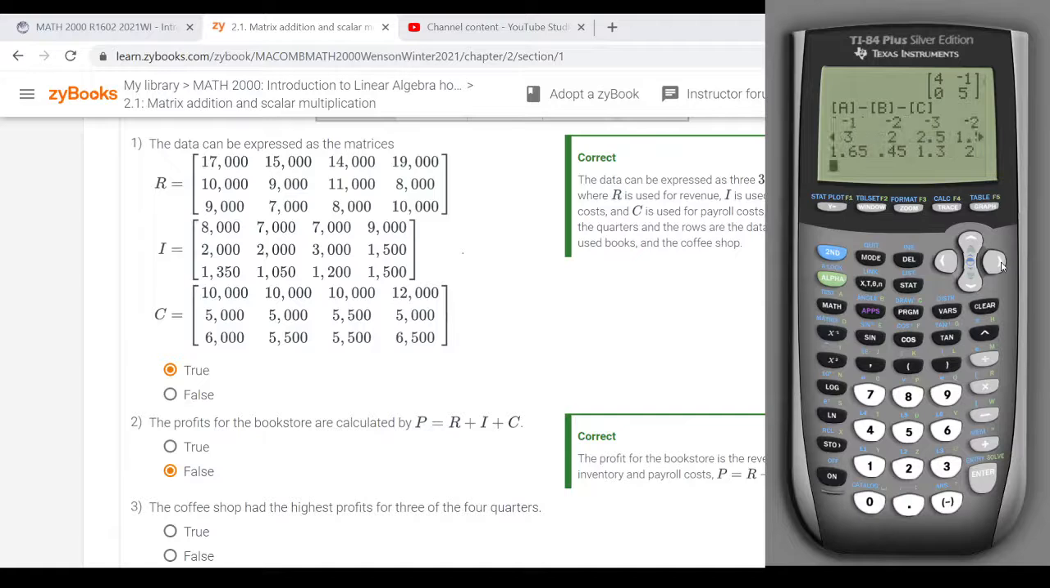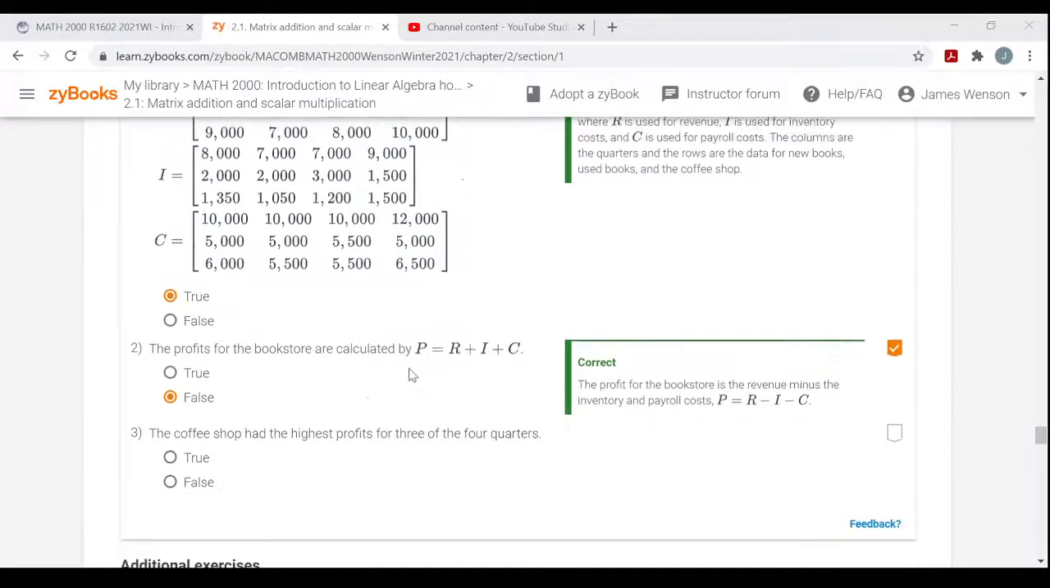And let's see. If I look at these columns here, the highest profit in the first quarter was from the used books department, the second row. The highest profit in the second quarter was from used books. The highest profit in the third quarter was from used books. And the highest profit in the fourth quarter was the coffee shop. So the coffee shop only had the highest profit in one of the four quarters, not three of them. All right, so this is a false statement.